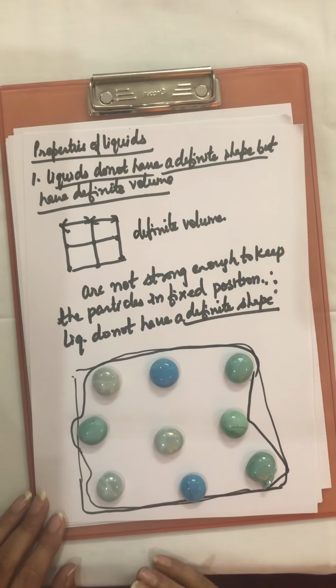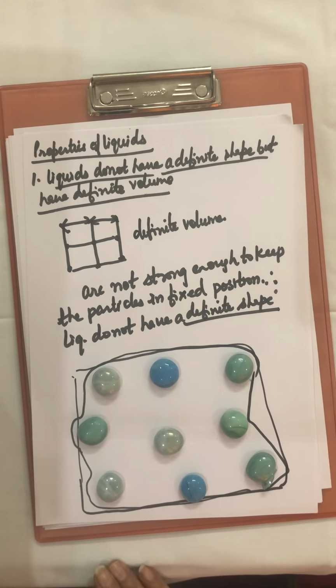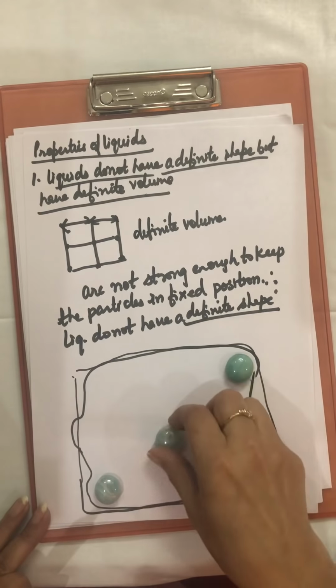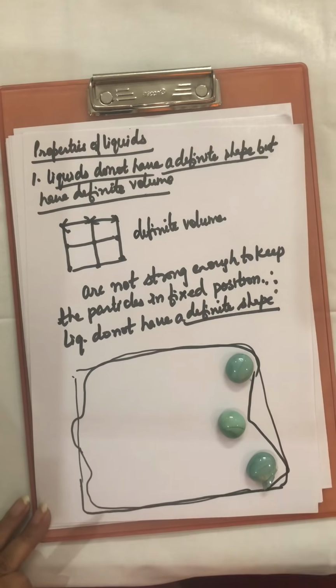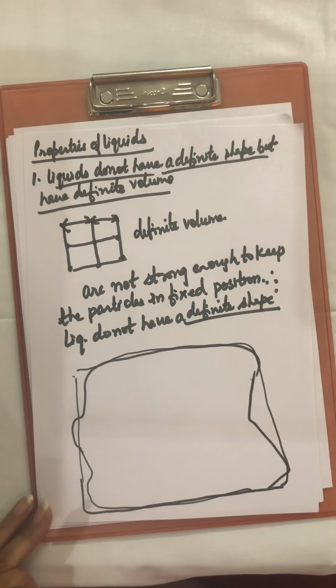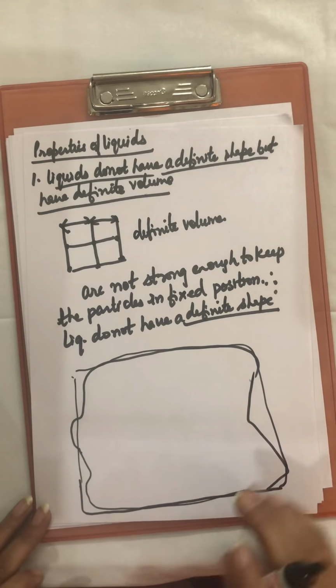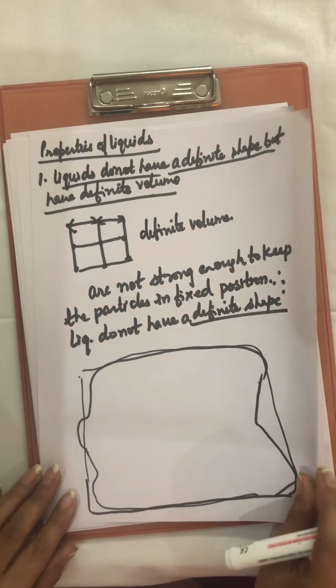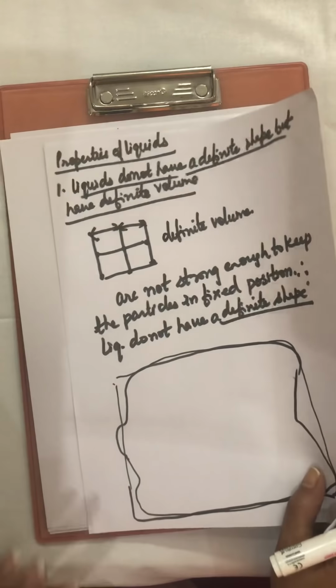They can move at their place, but they have a definite volume because forces are strong enough to keep the particles at their place. They can move at their place, but they cannot move away from their place. So we say liquids do not have a definite shape, but they have a definite volume. But to understand this thing, we have an activity after this.